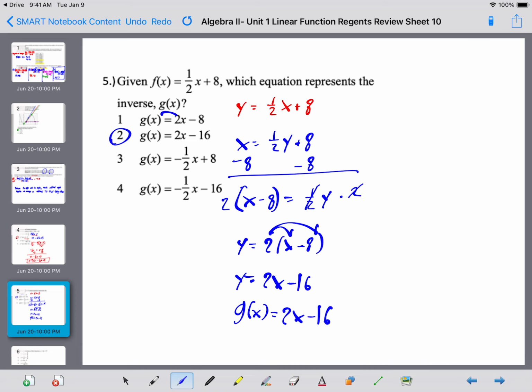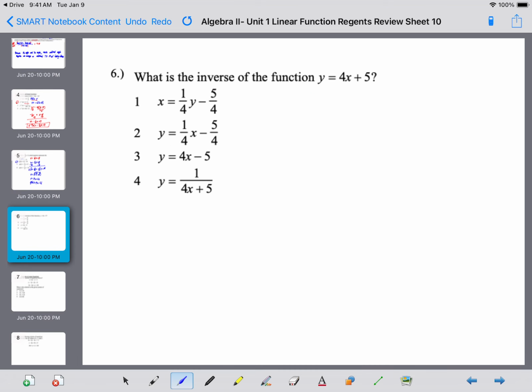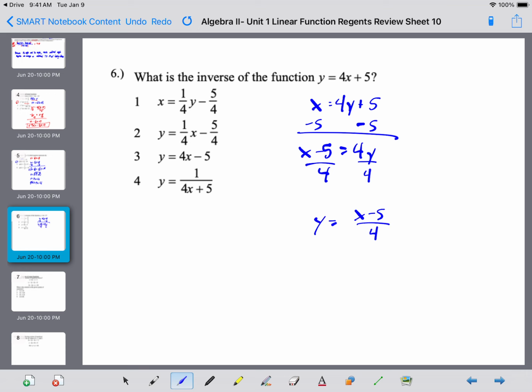Okay. Again, the only thing you're doing, switch the x and the y, and then solve for y. We're going to do the same thing here. Switch the x and the y, solve for y. Right? When you're dividing an expression by, let's say, 4 in this case, you would be doing x divided by 4 and negative 5 divided by 4. That's how we have these two terms.